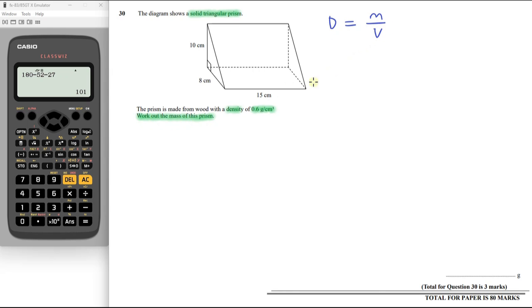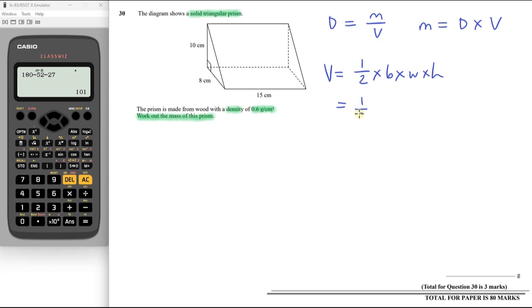Now we need to work out the mass of the prism. So if we just rearrange this formula, well, mass is going to be equal to the density multiplied by the volume. Now we already know what the density is. We need to calculate the volume. So the volume of our prism, or the volume of any prism, is a half times the base times the width times the height. Essentially, what we're doing is we're making a cuboid. So the cuboid is base times width times height. But because we've got a triangular prism, we're sort of cutting it in half. We need to take half of that.